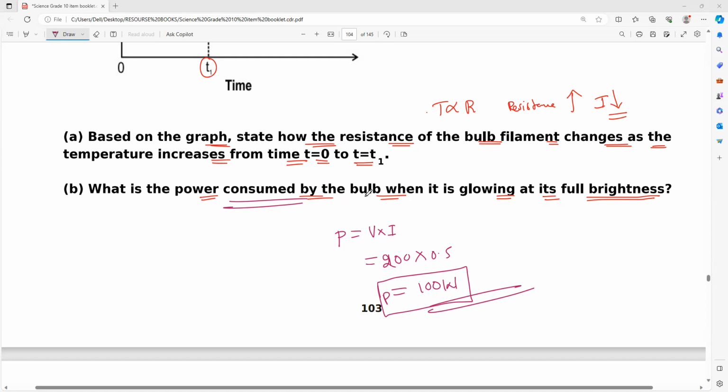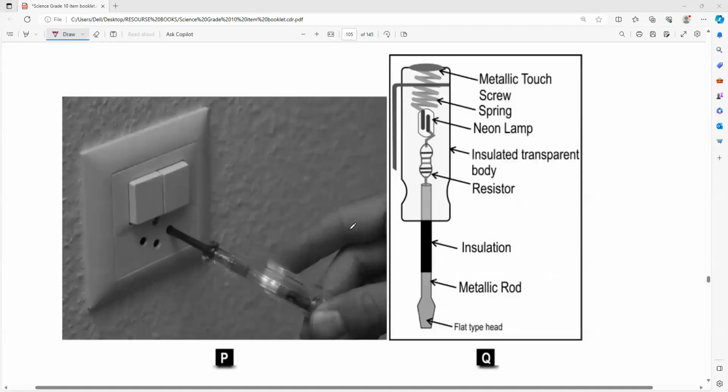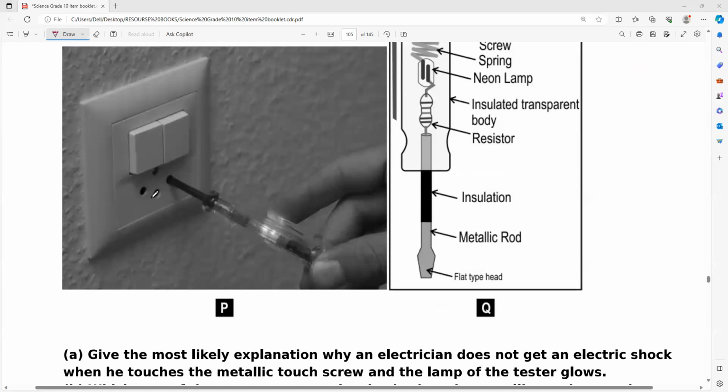Next question. This is one of the most important questions. Picture P below shows an electrical tester being used to check the electric point. Picture Q is a diagram showing the internal parts of the electric tester. I think you might have an electrical tester in your home also. This is the tester we use to test whether the circuit is working or not.